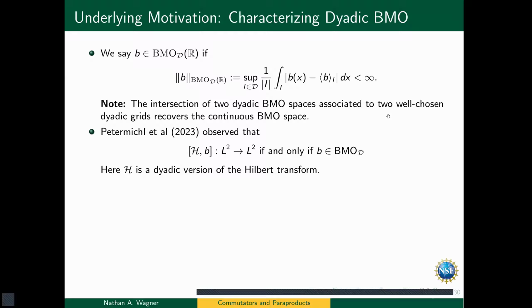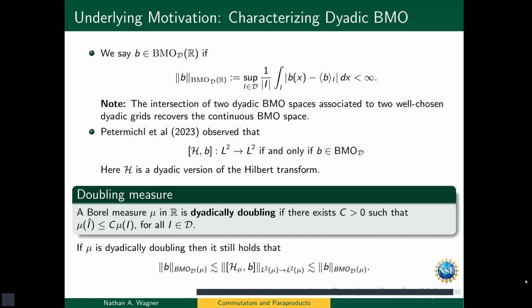Now, just as in the continuous case, we have a characterization of BMO via the commutator with some operator, in that case, the Hilbert transform or Riesz transforms. Petermichl and collaborators recently observed that if you take a toy model dyadic version of the Hilbert transform, which we're denoting by script H, this commutator is bounded on L2 if and only if b belongs to dyadic BMO. They actually proved more, because they proved it in the biparameter setting and for BMO with dyadic rectangles. But in the one parameter setting, it collapses to this.